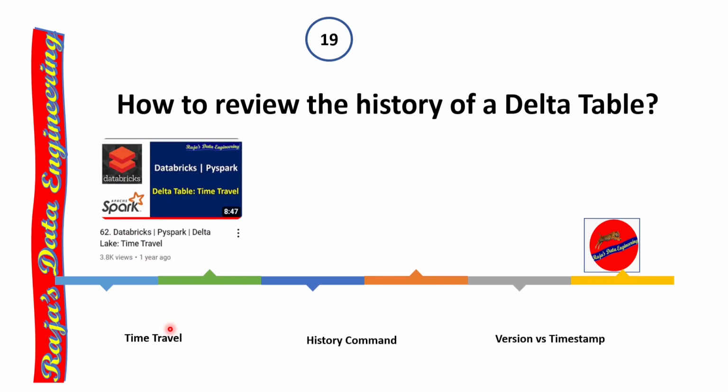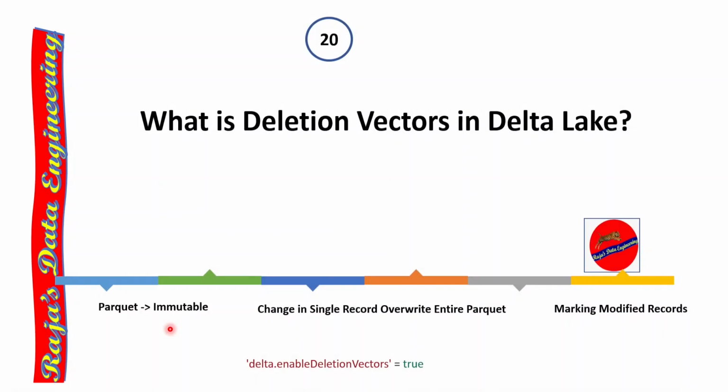Right. Moving on to the next question: what are deletion vectors in Delta Lake? Again, this is one of the interesting questions. In order to answer this question, first of all, we need to talk about the Parquet file and its immutability. A Parquet file is immutable, which means we cannot modify the existing Parquet file. In case we have to make some changes to an existing Parquet file, then we have to overwrite, which means we have to completely recreate that Parquet file.